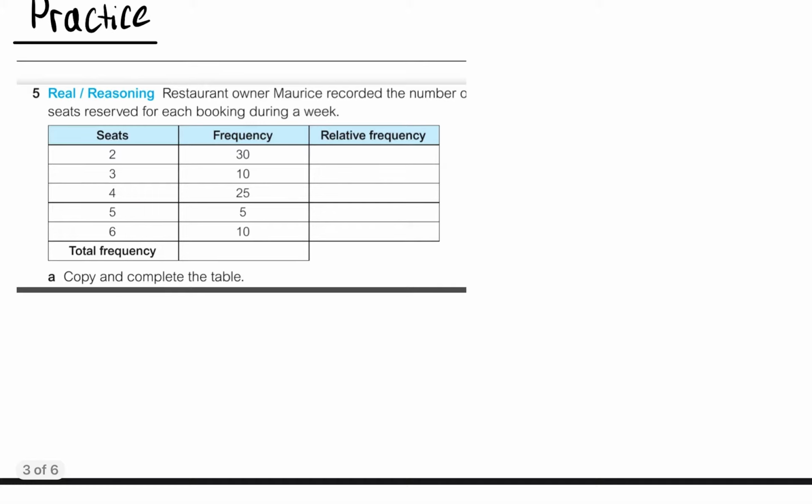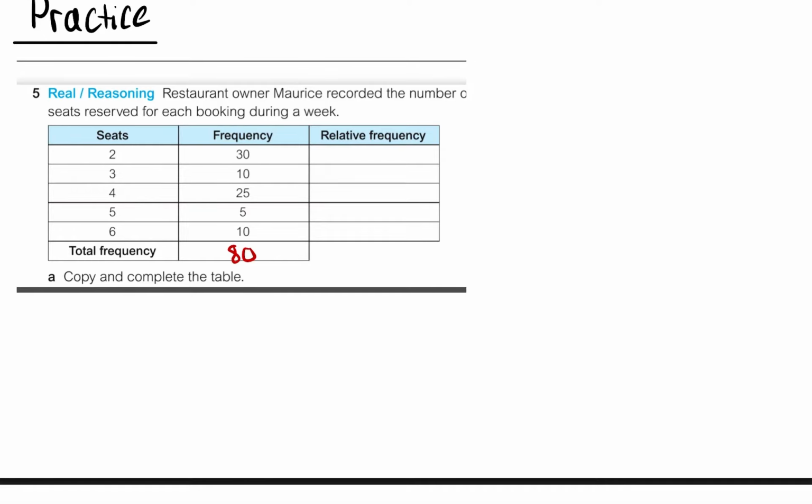Here's a practice question. The owner of a restaurant recorded the number of seats reserved for each booking in a week. Find the relative frequency of each booking. So you can pause it here and have a go, but I will do it now for you. So we add them all up. 30 plus 10 plus 25 plus 5 plus 10 is 80.